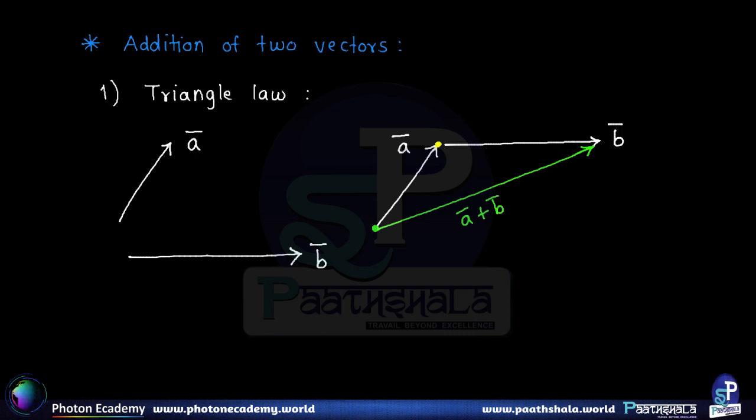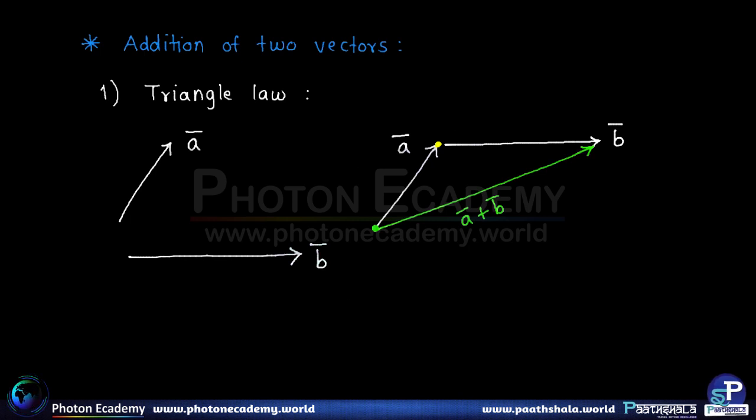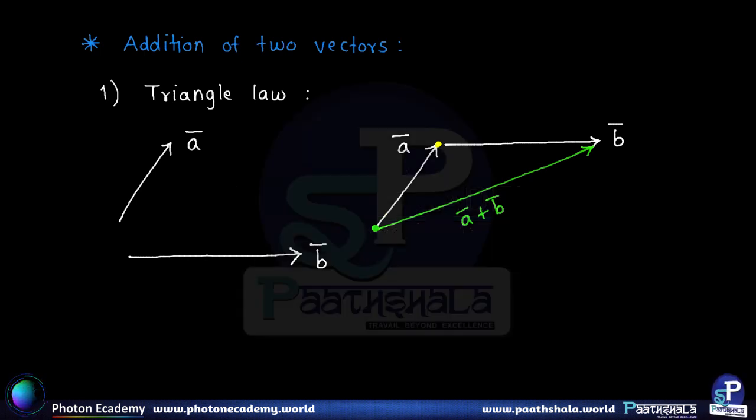So just to repeat, to add two vectors using the triangle law, take any one of the vectors, say in this example a bar. Wherever that a bar ends, you attach the second vector and then complete the triangle from the initial point of the first vector to the terminal point of the second vector. So this newly joined vector indicates the addition of a bar and b bar. We also call it the resultant or the vector addition of the two vectors.